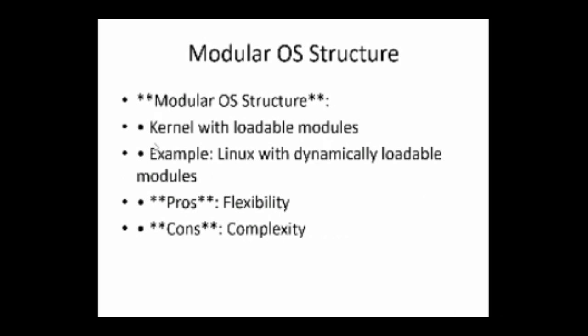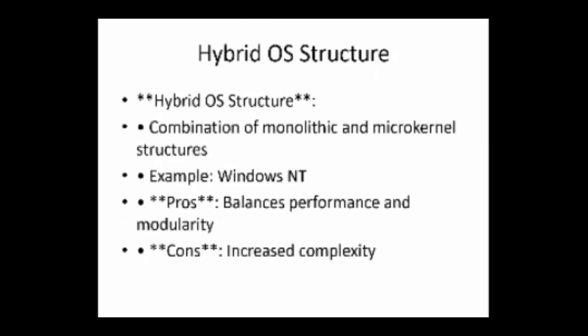Next, modular OS structure. In the modular OS structure, the kernel has loadable modules. Example, Linux with dynamically loadable modules. Pros, flexibility. Cons, complexity. The kernel will have modules which can be loaded. It will be more flexible than other OS structures like microkernel.